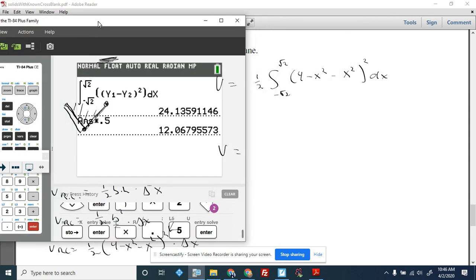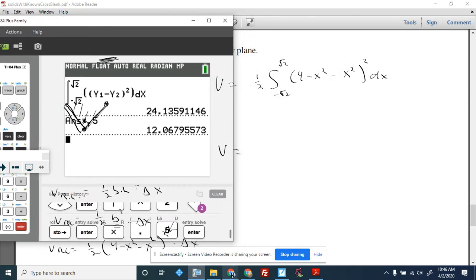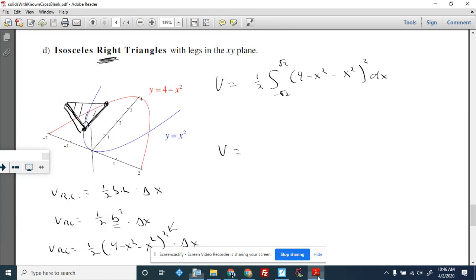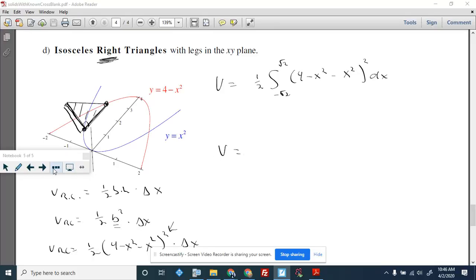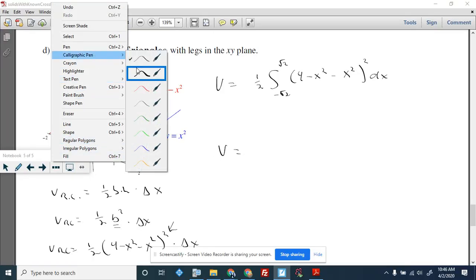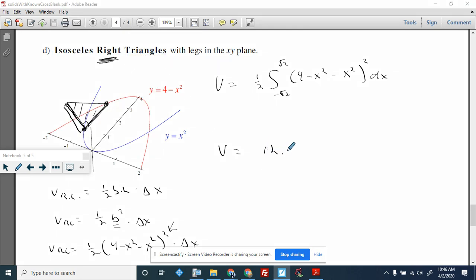12.0679. All right, so that's what I'm going to come up with. So I'm going to write that down right here. Let's go to my pen. 12.0679 cubic units, okay?